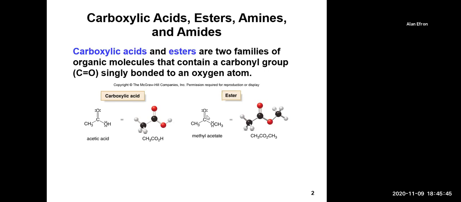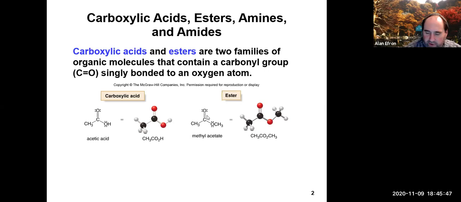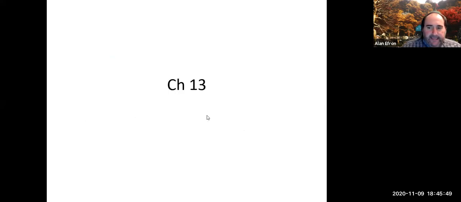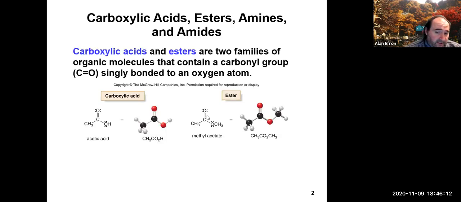Okay, so this is chapter 13, and this is the last organic chapter here, so that's good. So we're going to pretty much cover everybody else that's involved, I think, that we haven't got to, so that should be some carboxylic acids. That'll also be our nitrogen-containing groups, amines, amides, and so forth. So let us start with esters as well.